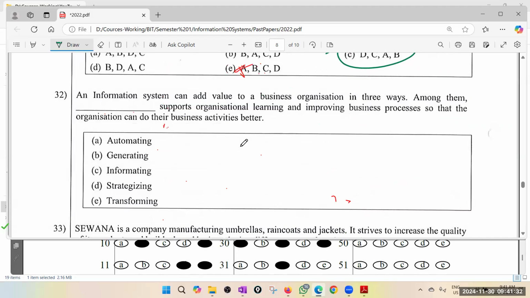32. An information system can add value to a business organization in 3 ways. Among them, supporting organizational learning, improving business processes so that the organization can do their business activities better. Okay. 3 ways. I think this is not mentioned in your note. What are these 3 ways? I will try to use my common sense because I can't remember. Maybe it's from your reference book or maybe it's mentioned in your UCSC note, but I'm not very sure. I'll try to get the 3 answers then.